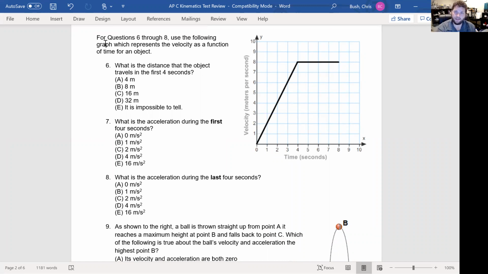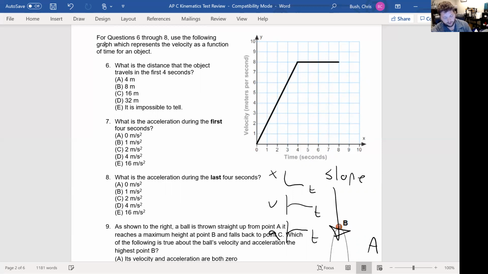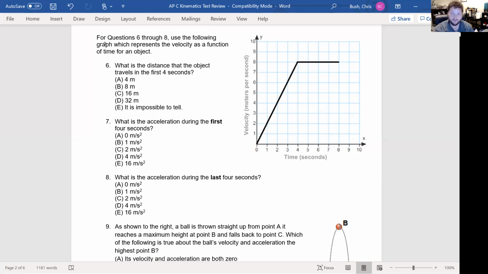So the first thing I'm going to do anytime I see a graph is look at the axes. So this is a velocity versus time graph. As a reminder, if we draw out the graphs like this, slope takes us down the list, area under the curve goes up the list. Okay, so don't forget that. As soon as I see a graph, I'm going to look at what the axes are. And this is a velocity versus time graph. And I'm immediately going to think slope is going to tell me acceleration. Area under the curve is going to tell me displacement.